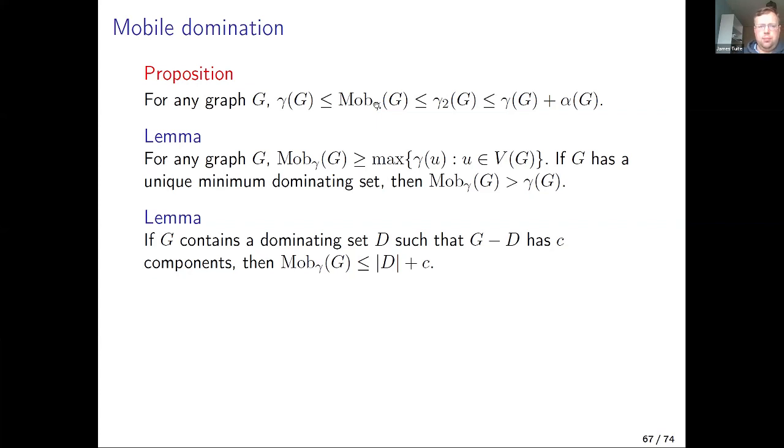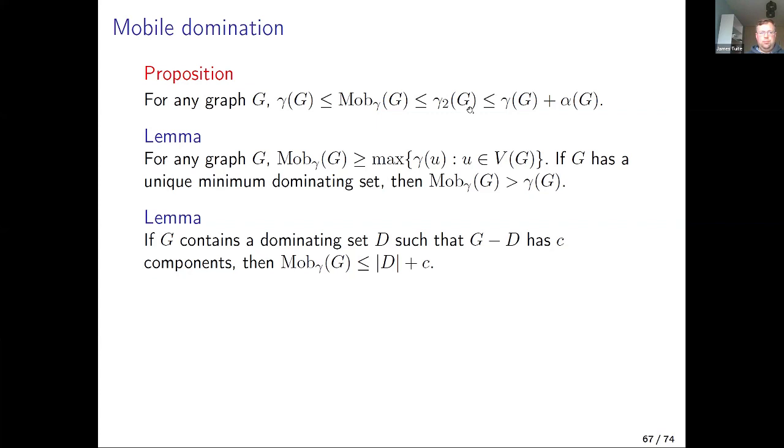Now, this number, which I'm denoting by mob gamma, because it's a dominating set, obviously this is bounded below by the domination number, and it will be bounded above by gamma 2, by which I mean, and this is slightly different notation to the first talk, the number of vertices you need such that every vertex is dominated by at least 2 elements of the set, because then the second vertex can just move in to that vertex and everything gets visited. And it's known that's bounded above by the domination number plus the independence number.